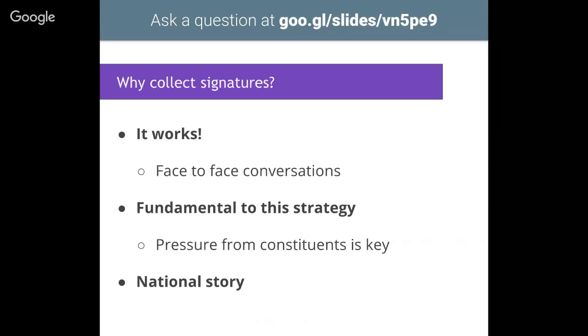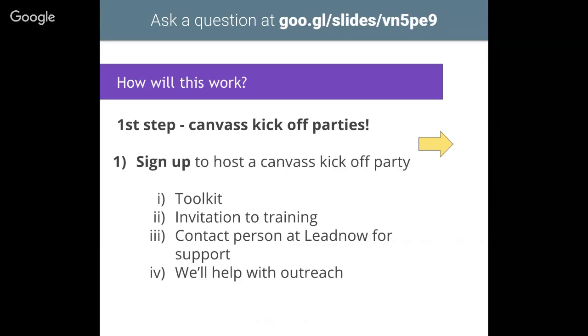But of course, this will only work if people sign up to host a canvass kickoff party. A canvass kickoff party is just saying that you will be the point person in your community, in your neighborhood, who will host a small group of other people who also agreed to go out canvassing. And you'll be the point person that we can contact to send materials to support. So you actually right now could sign up in the box next to the video that you're watching to say that, yes, you will be a person to host a canvass kickoff party.